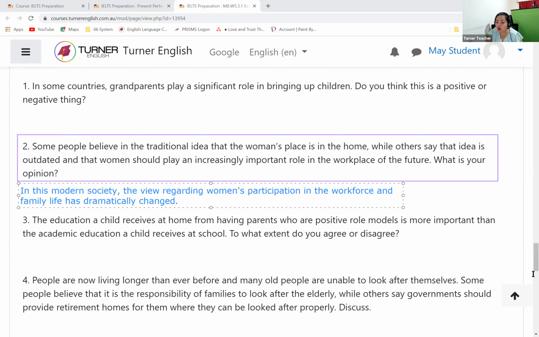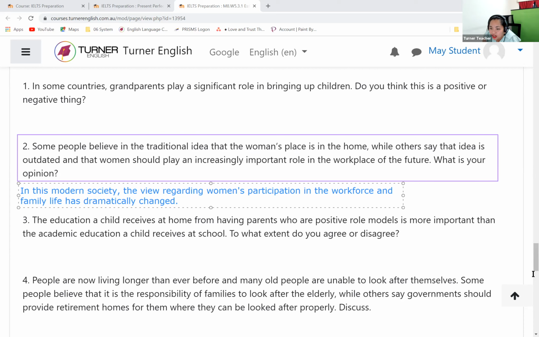"In this modern society, the role of females has different compared to the past." Okay, we don't use the word "female," just use "women." The role of women has different. What do you mean by that? Different is not a verb. Different is an adjective. We need a verb there, Yasmin. So you can add "changed." Present perfect will always have to be "has" plus a verb. It has to be a verb.